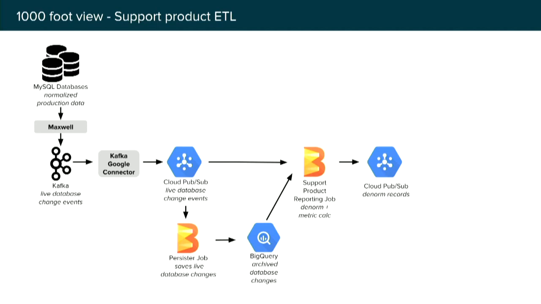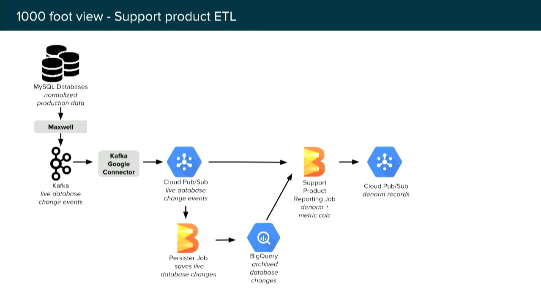Now let's take a closer look at our support product ETL. Things start off with Maxwell, which, as we mentioned earlier, takes our database changes and publishes them to Kafka, which we then forward to Cloud PubSub. Whenever the support job is started, we want it to read the entire database history, so it's easy to add new metrics and correct old metrics if necessary.